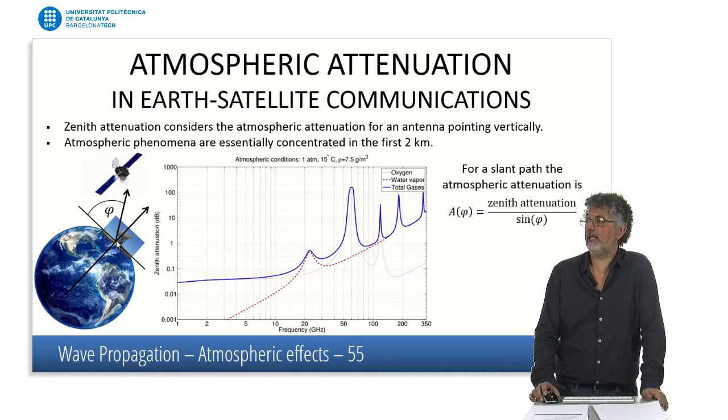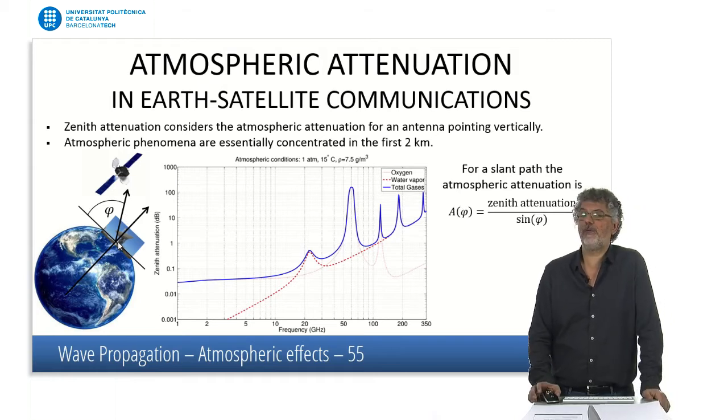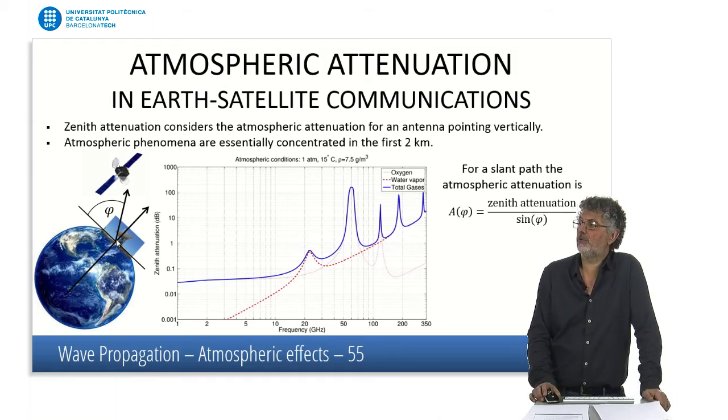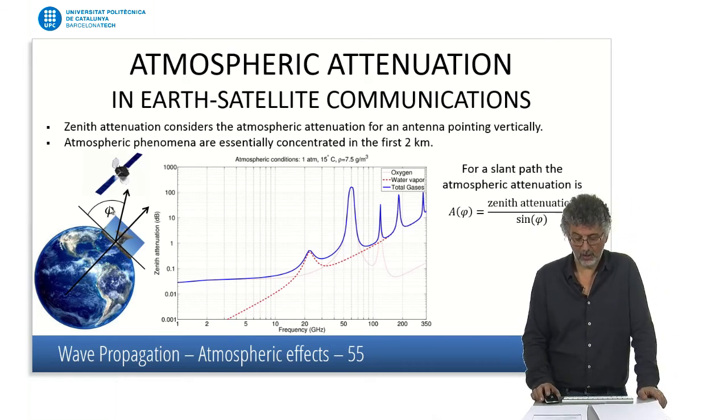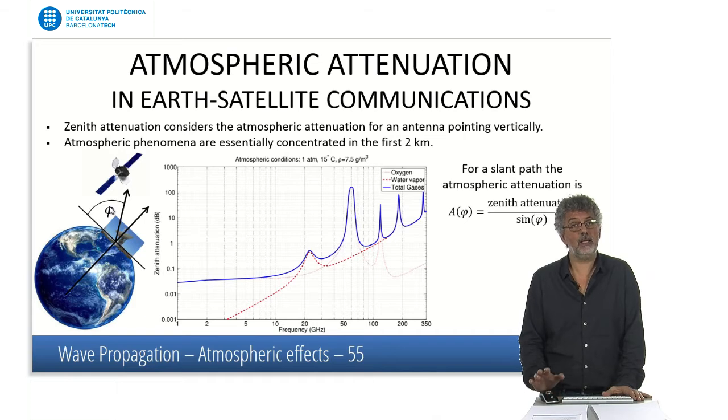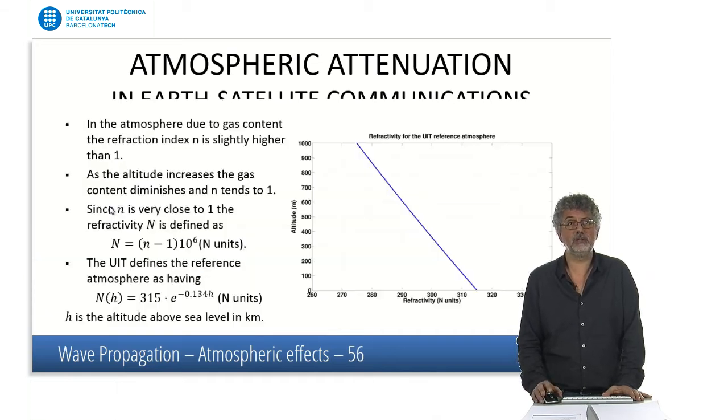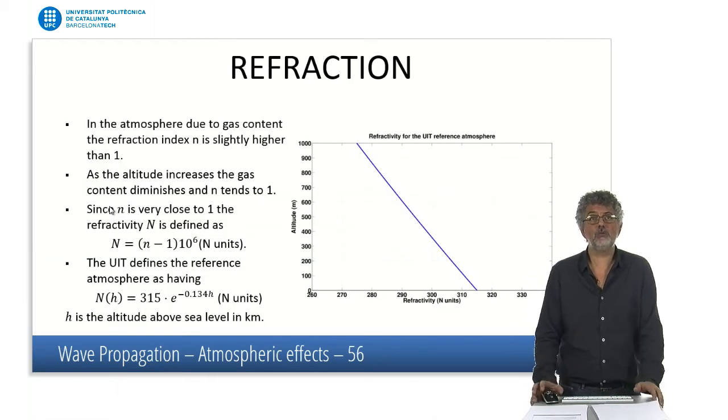What happens if the antenna is not pointing vertically, but at a certain angle? Well, in that case, we're assuming a flat Earth model, and of course, if I'm pointing at a certain angle, the distance traveled along the atmosphere is larger, so the correction we have to do is take that zenith attenuation and divide by the sine of this angle. And that would give us the overall attenuation through this slant path towards the satellite. So this is for attenuation.